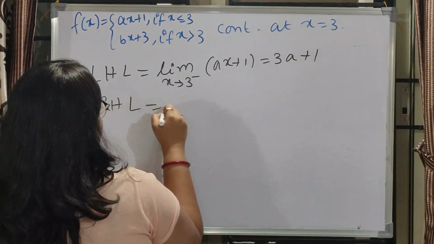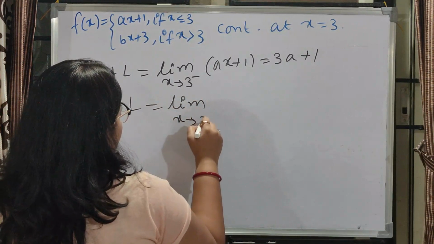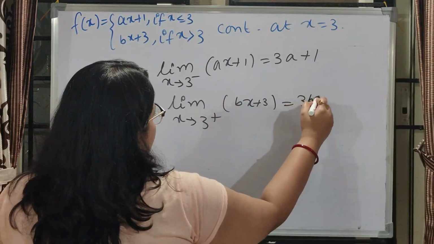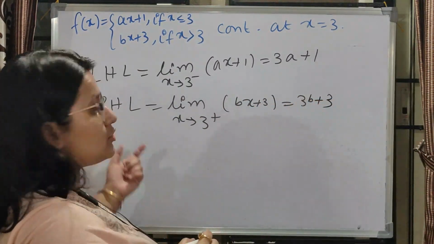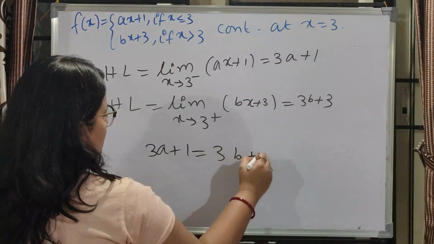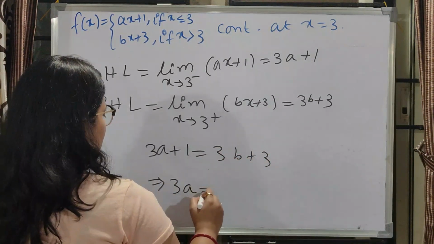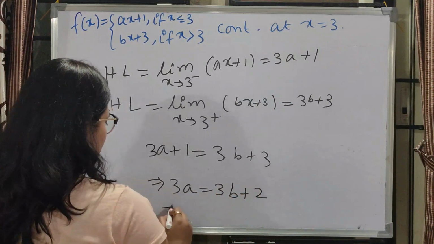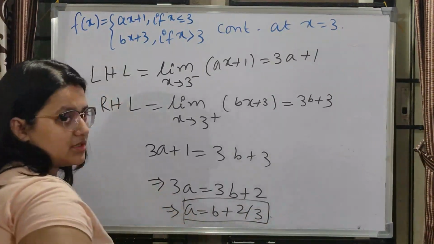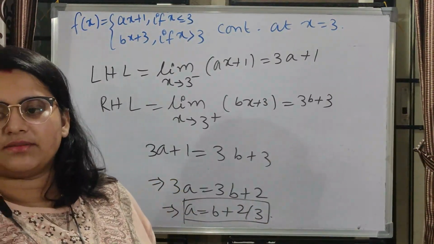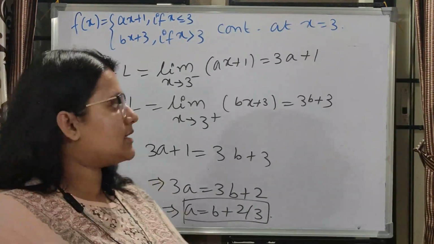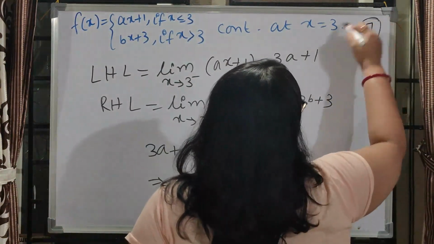Right-hand limit is limit x tends to 3 plus of bx plus 3, which is equal to 3b plus 3. For continuity, the left-hand and right-hand limits should be equal, that means 3a plus 1 equals 3b plus 3. So 3a equals 3b plus 2, so a equals b plus 2 by 3. So this will become our relationship between a and b. This was also from NCERT, same exercise, question number 17.